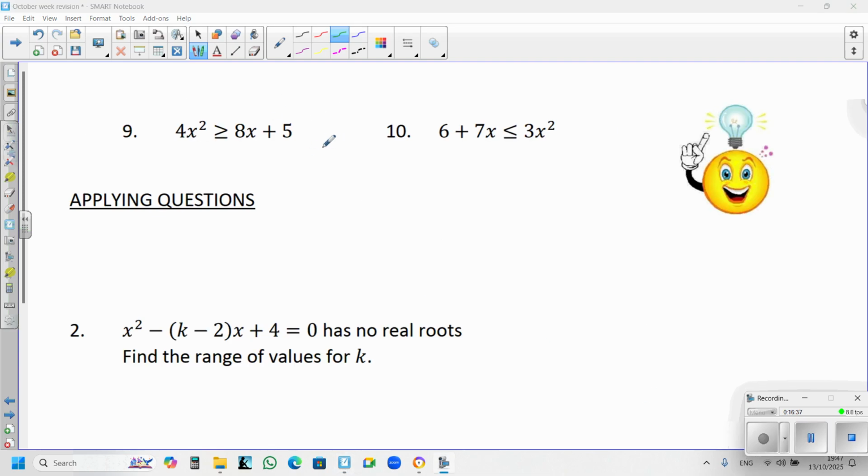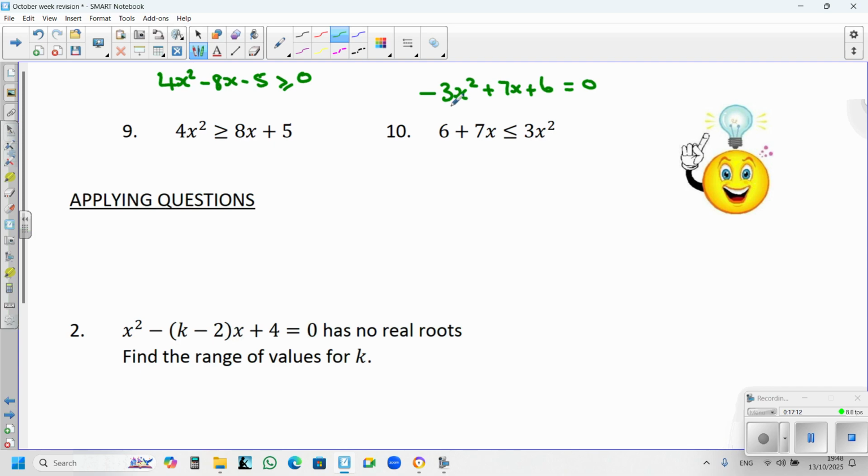I'm not going to do these ones, but just be aware, if you've got something that looks like that, you've got to rearrange it. So take 8x off both sides, take 5 away, so you get 4x squared minus 8x minus 5 is greater than or equal to 0. Do it the same as the ones I've done before. This one here, for that one there, take all your 3x squared, take it away from both sides, so you get negative 3x squared. Then you've got plus 7x and a plus 6, make that equal to 0.